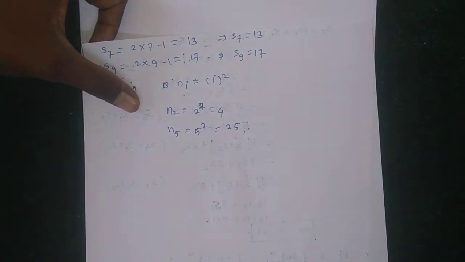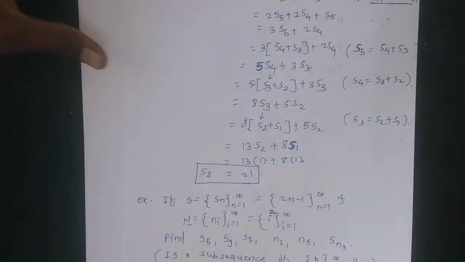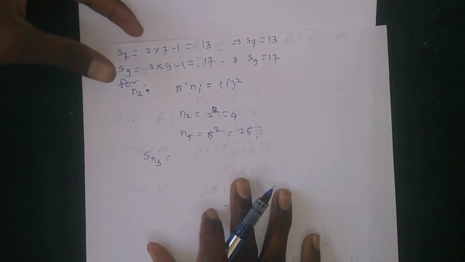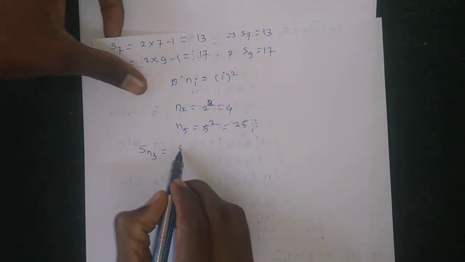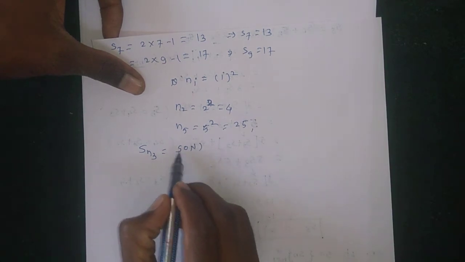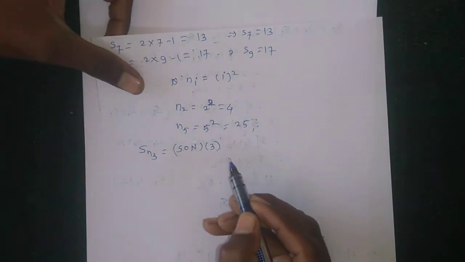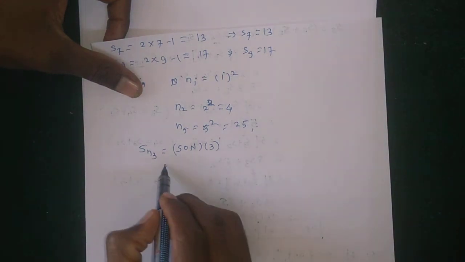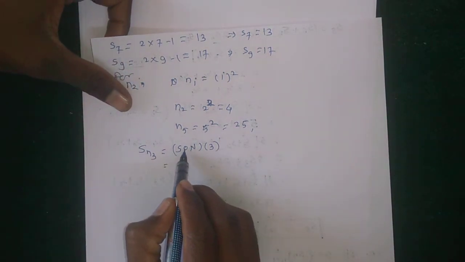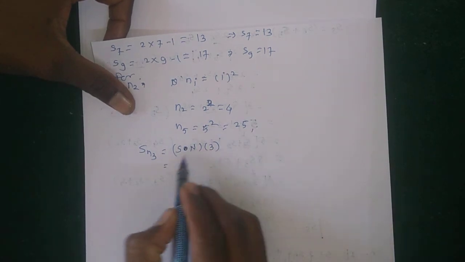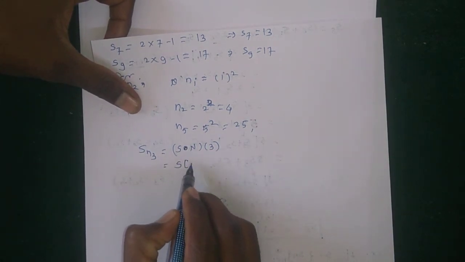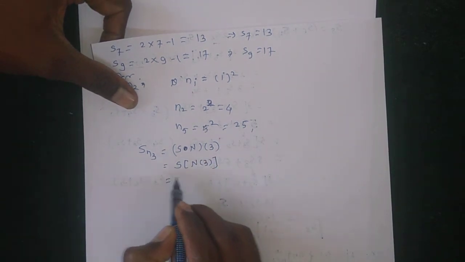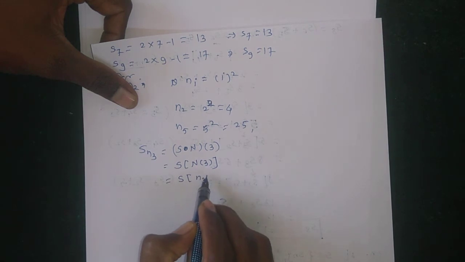Then the next element to find is SN3. The value of SN3 is computed by using a composite function. SN3 is S composition N of 3. This is called SN3. How to get the value: S composition N of 3 is S of N of 3, that is, S of N3.